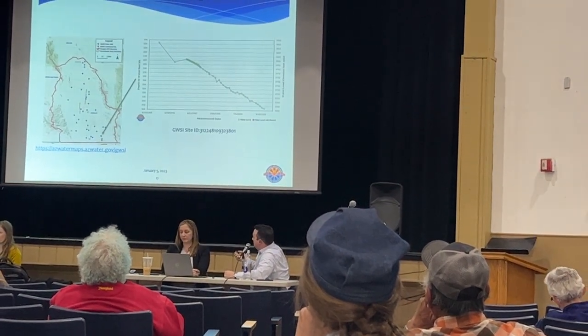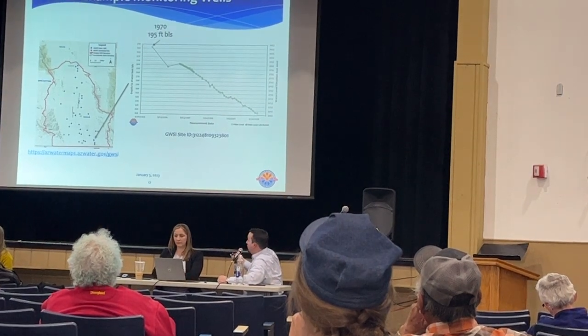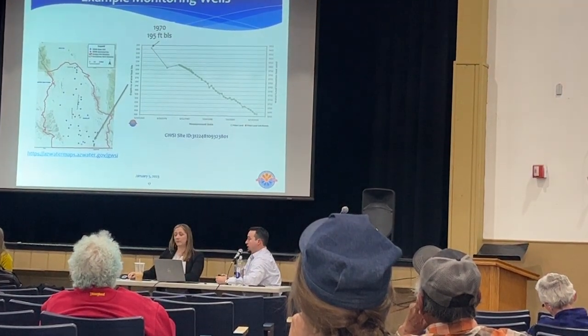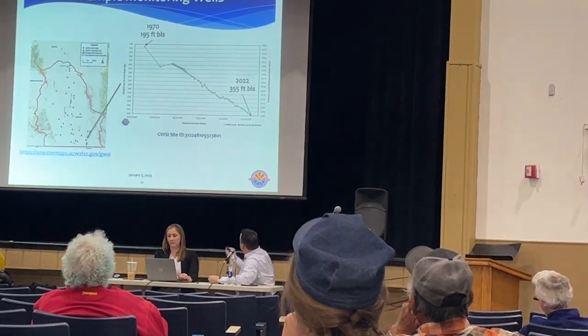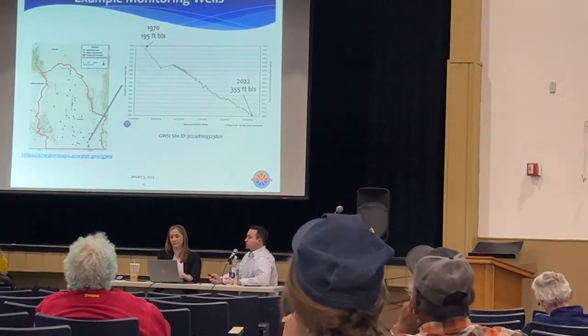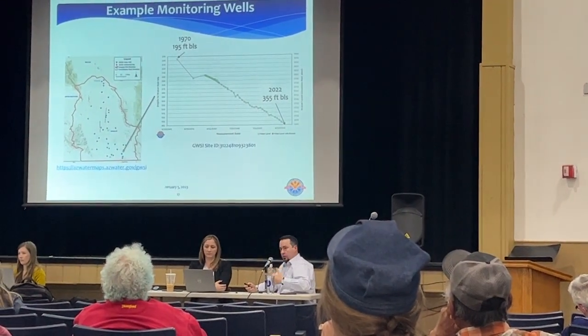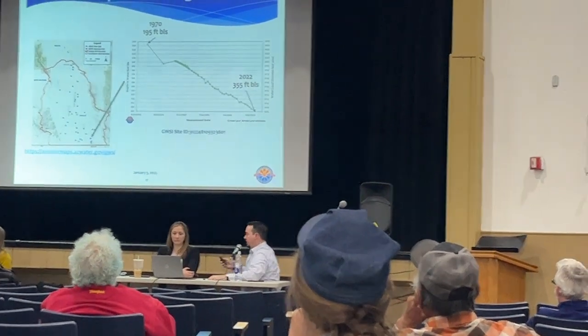And then here's a well that's closer to the city of Douglas. First measurement here was in 1970, so not as old data. Depth to water of 195 feet, and then in 2022, we're at 355 feet. So as you can see from the top of the basin all the way down, there's been just an overall water level decline over the decades.